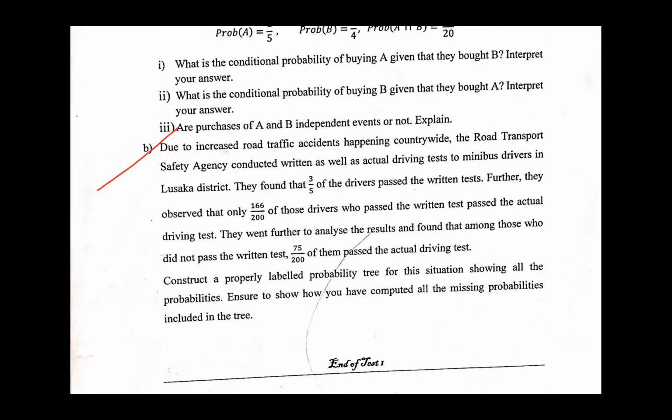Now, construct a properly labeled probability tree of this situation, showing all the probabilities. Ensure to show how you have computed all the missing probabilities. So this is what we call conditional probability and Bayes theorem. I need you to understand such questions. These are overriding situations. You understand what I mean by overriding? When a situation happens, a further situation happens, like they are aligned.